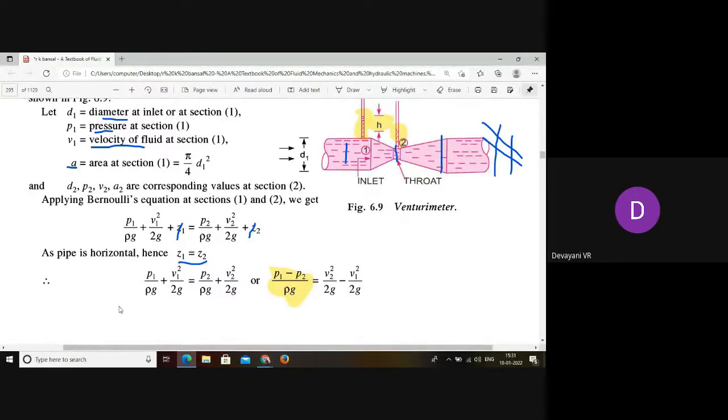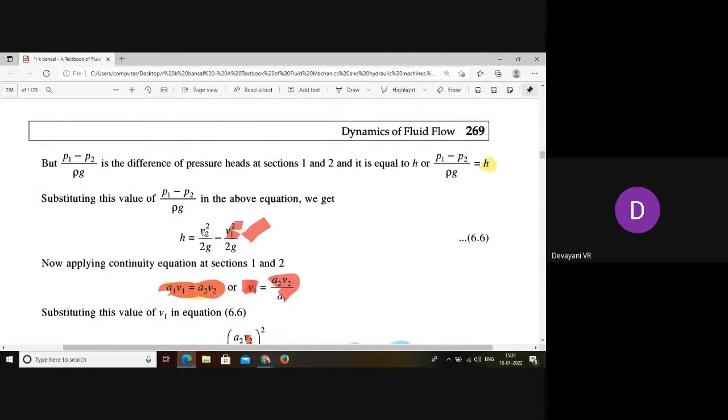And we can also write this equation in terms of pressures and velocities as p1 minus p2 by rho g is equals to v2 square by 2g minus v1 square by 2g. And we know that p1 minus p2 by rho g is nothing but the pressure head difference between two sections, right? And this is equals to h. That's what we have taken in the figure, isn't it? So this equation will become h is equals to v2 square by 2g minus v1 square by 2g.